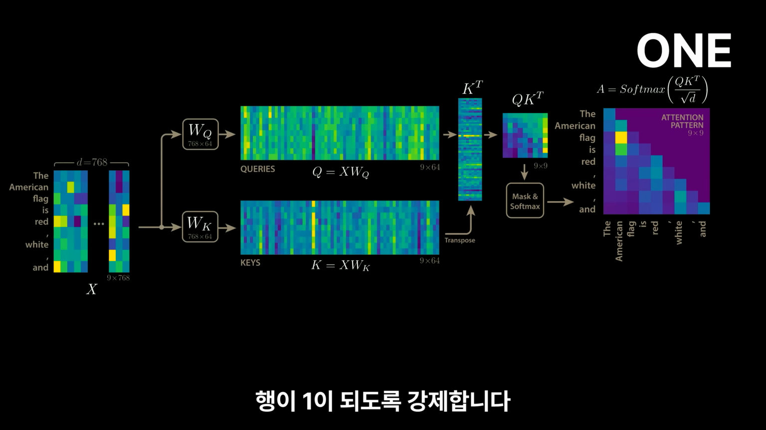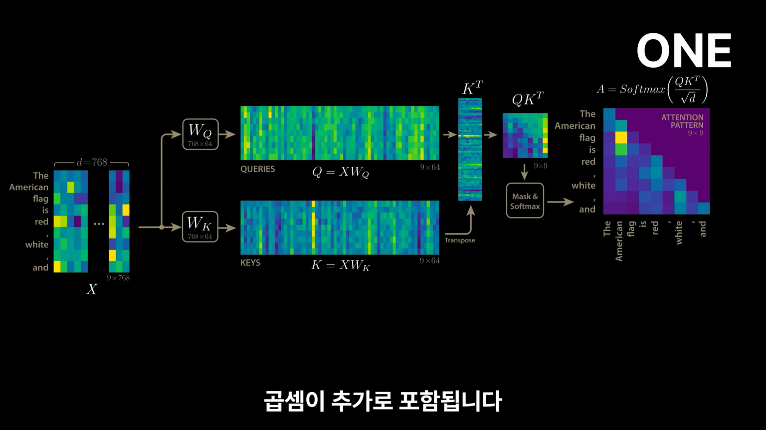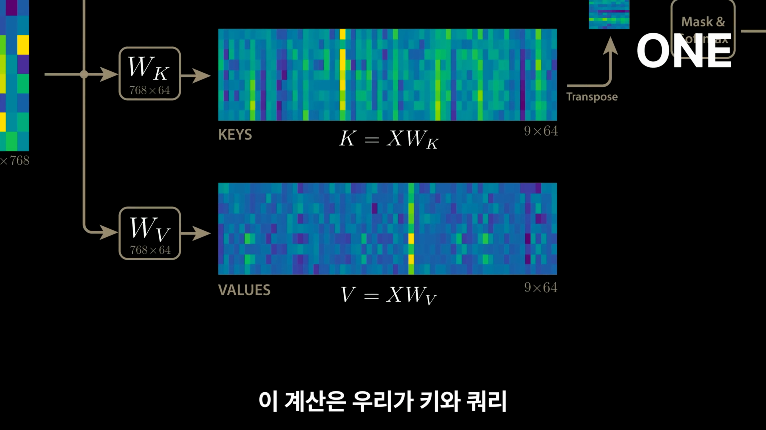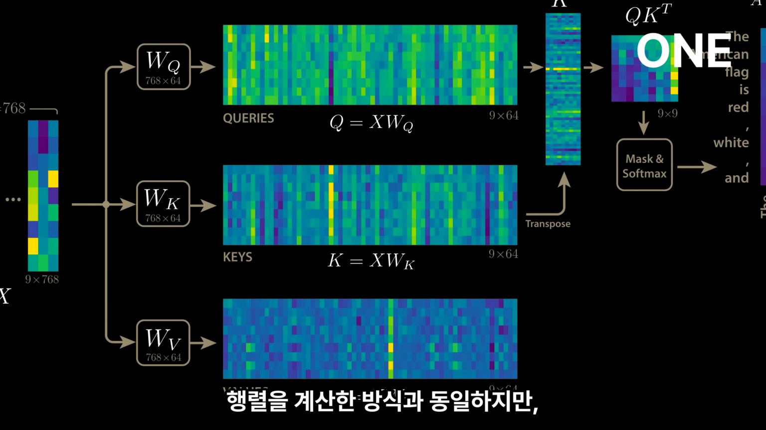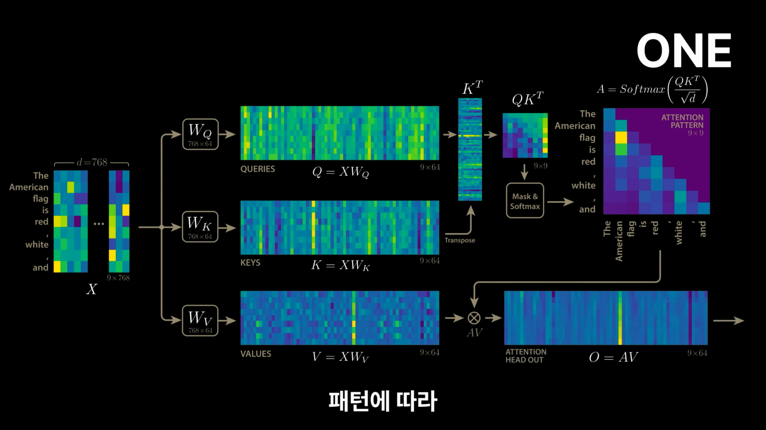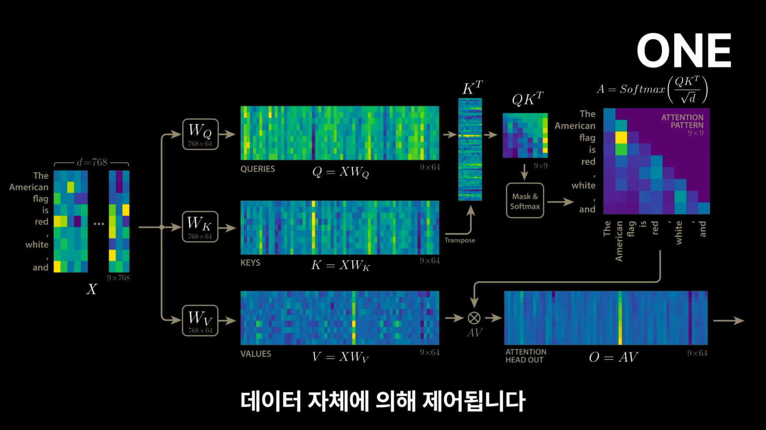Now that we've computed our attention pattern, we need to actually use it to process our data. This involves a couple more matrix multiplies. We first compute what's known as a value matrix by multiplying our input by a third weight matrix WV. This computation is identical to the way we computed our keys and query matrices, just with a different set of learned weights. We then multiply our attention pattern matrix by our value matrix. This effectively takes a weighted sum of our values, following our attention pattern. One way to think about this step is as processing our inputs using a neural network, where the weights A are controlled by the data itself.